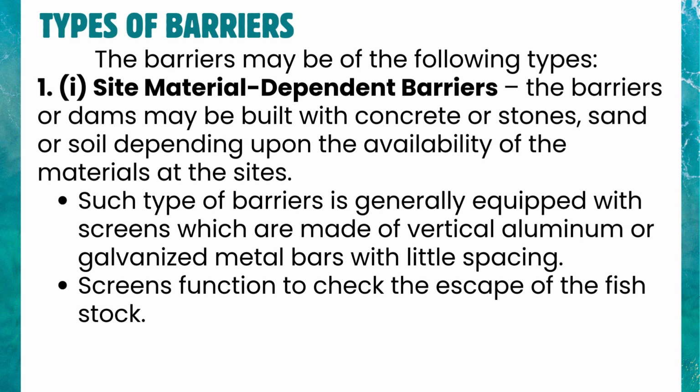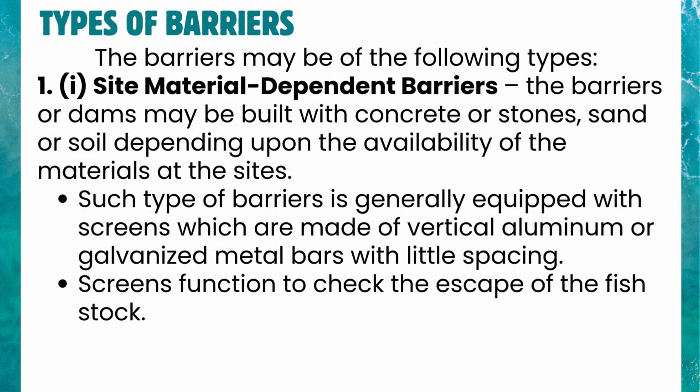The barriers may be of the following types. 1. Site material dependent barriers. The barriers or dams may be built with concrete or stones, sand or soil depending upon the availability of the materials at the sites. Such type of barriers is generally equipped with screens which are made of vertical aluminum or galvanized metal bars with little spacing. Screens function to check the escape of the fish stock.